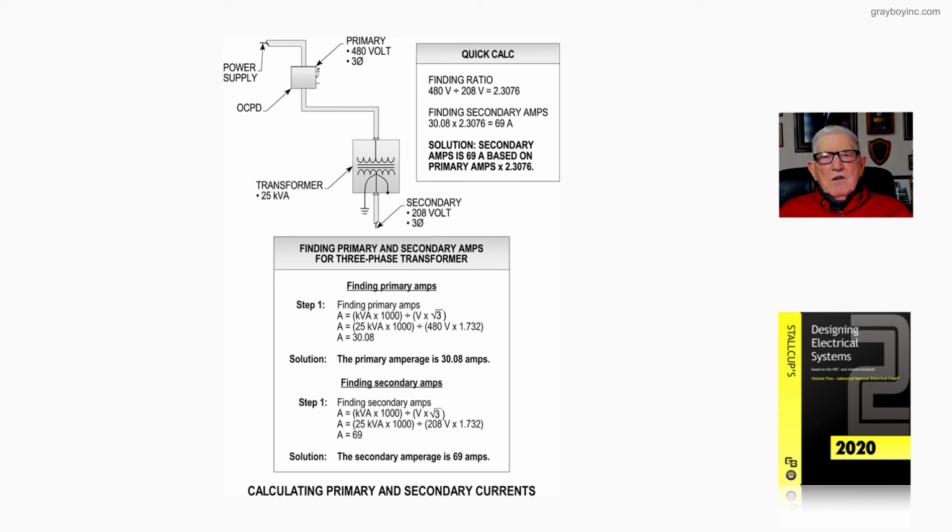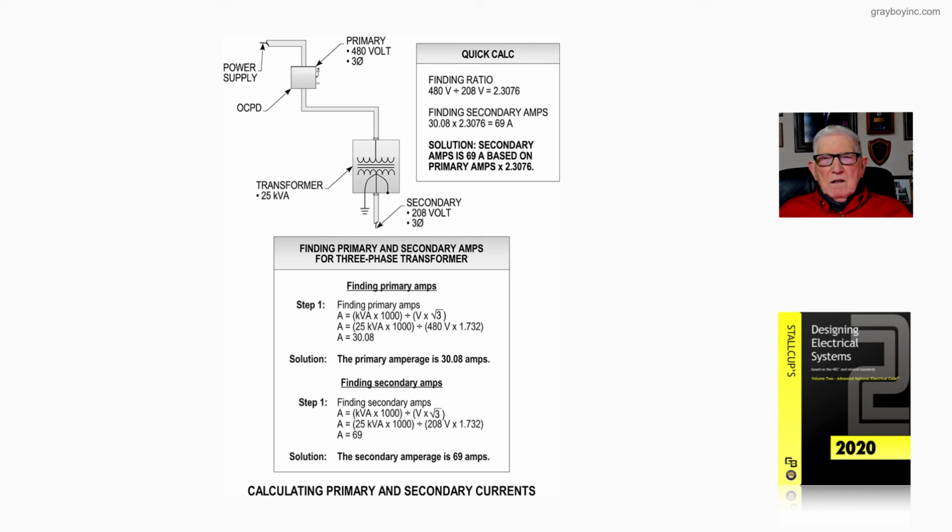Finding the secondary amps, change that. Secondary should be primary, because on the primary side, the ratio is a multiplier. So you would take that primary current in step one there at 30.08 times 2.3, you get 69 amp.